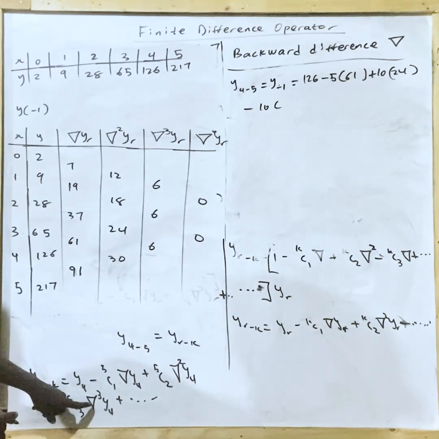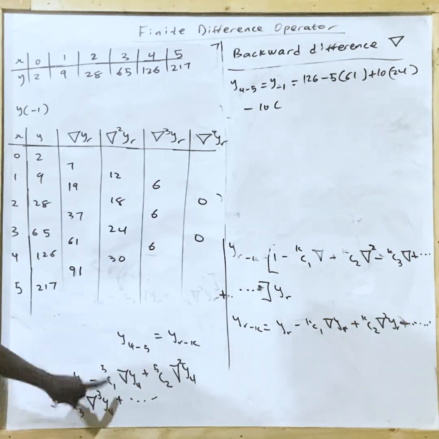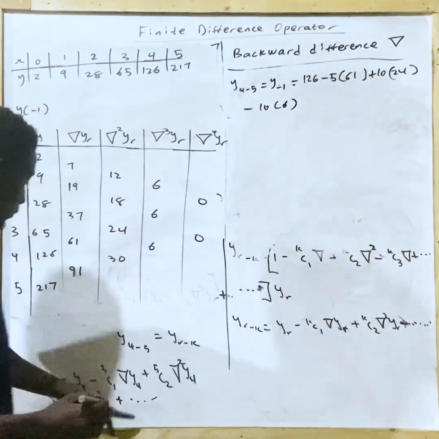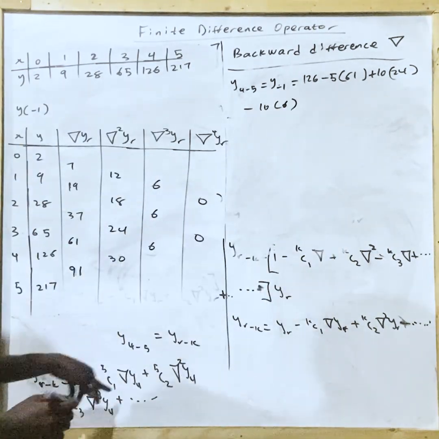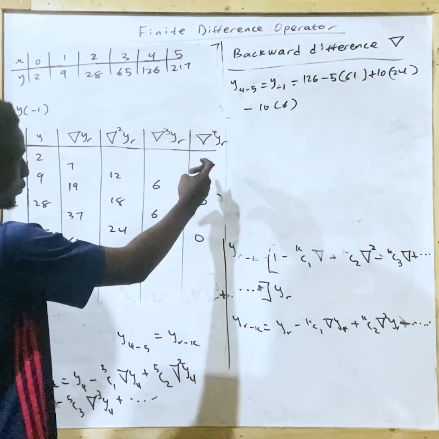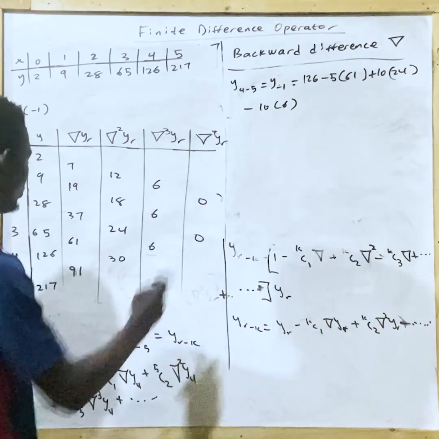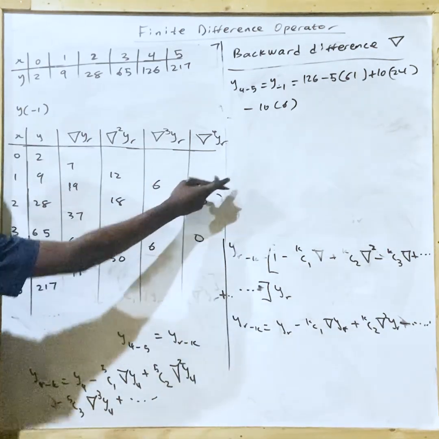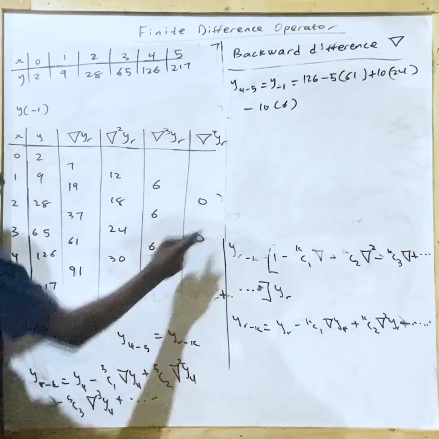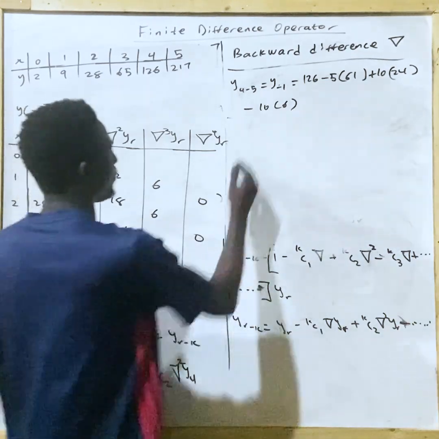What is the backward difference cube of y4? That's 6. I could go one further, which is 5 combination 4, but the backward difference raised to the power 4 of y4 is 0. So I'm just picking values like this that are diagonal. If it was forward difference, I would be picking the values like this. So I would stop here.